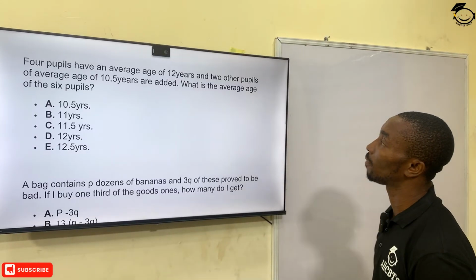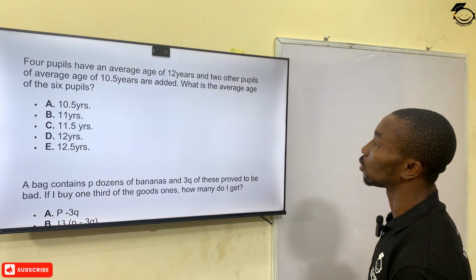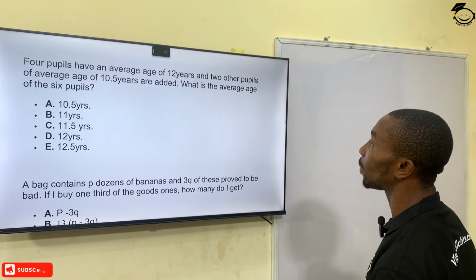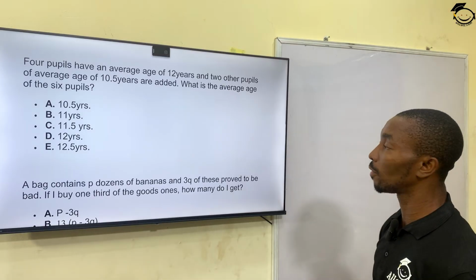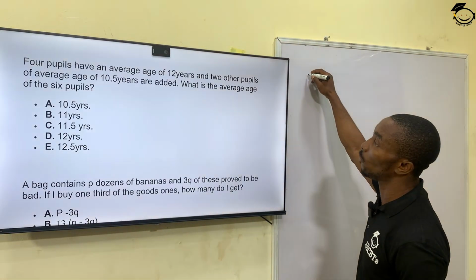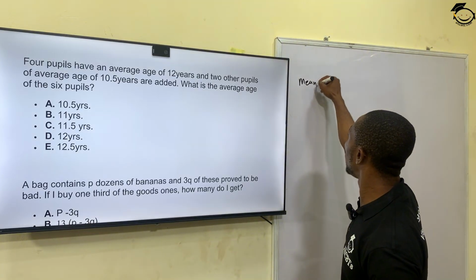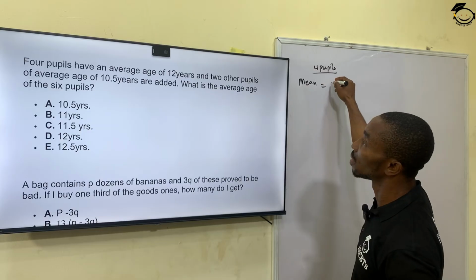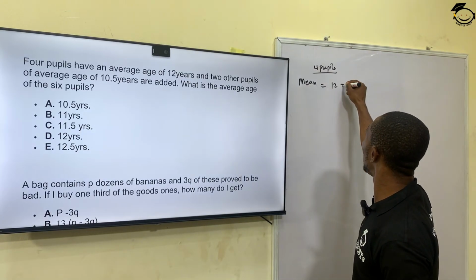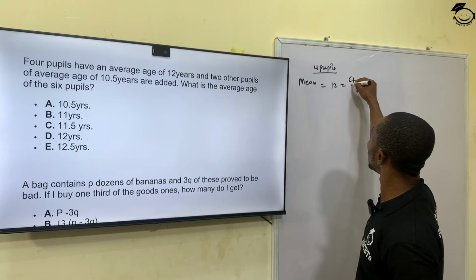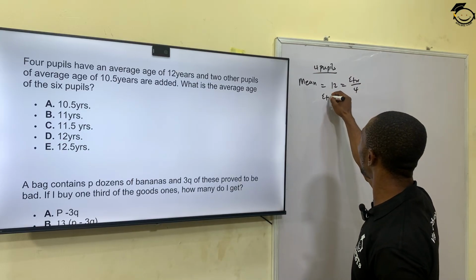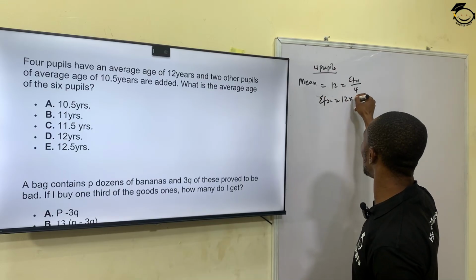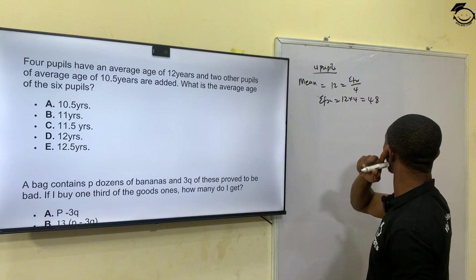4 pupils have an average age of 12 years, and 2 other pupils of average age 10.5 years were added. What is the average age of the 6 people? Now, if we are looking for the mean of 4 people, we have 12 equals Σfx over 4. So our Σfx will become 12 times 4, which will give us 48.